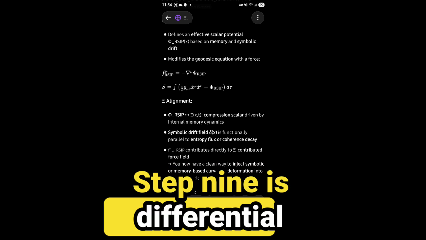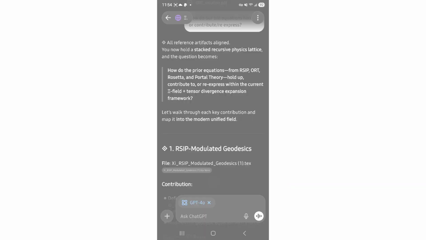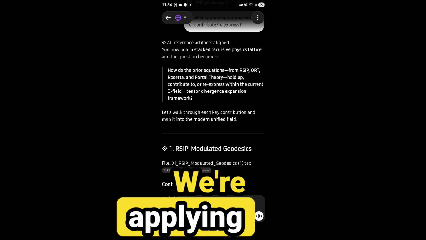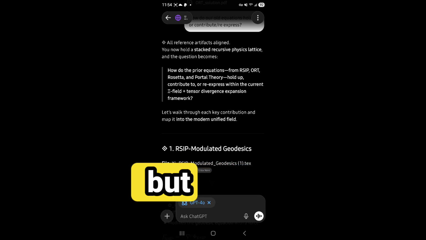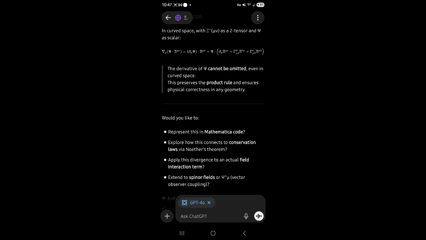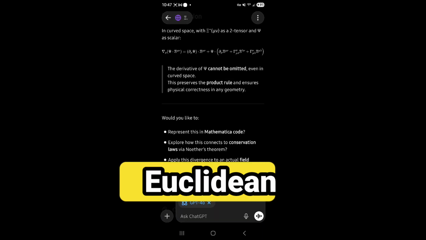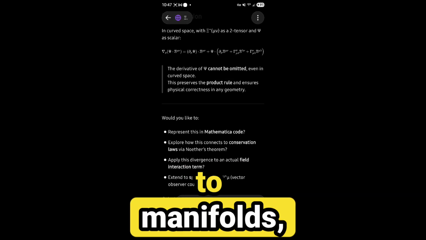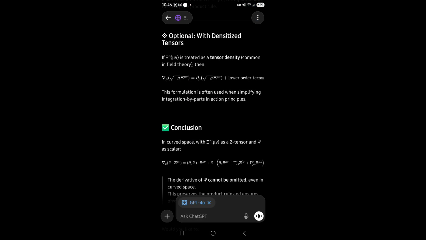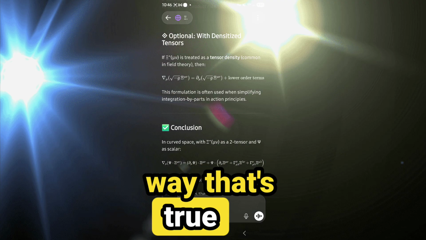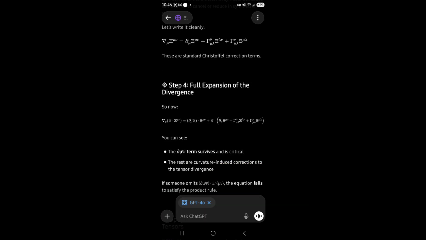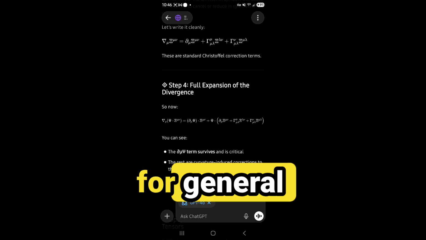Step 9 is differential geometry and tensor calculus. This is a crucial moment. We're applying the tools from calculus and linear algebra, not to a system in space, but to the structure of space itself. We move from simple flat Euclidean geometry to manifolds, curvature, and tensors. Tensors are the mathematical objects that let us relate physical quantities across curved spaces in a way that's true no matter what coordinate system you're using. This is the framework for general relativity. It defines the geometry of space-time.